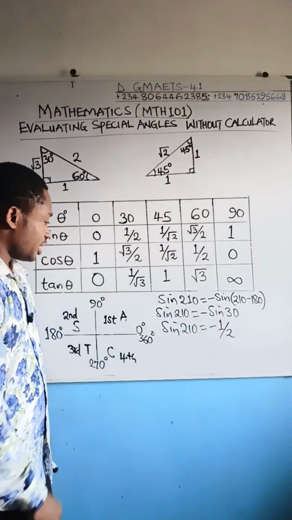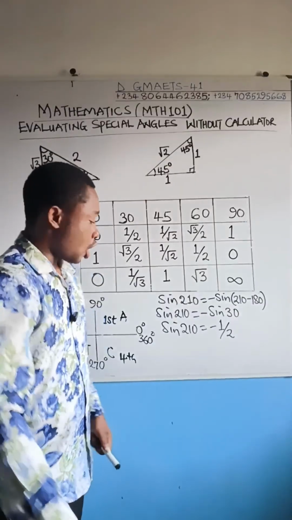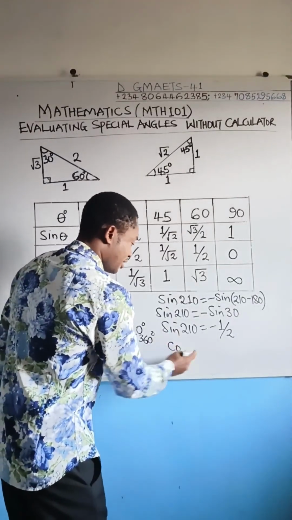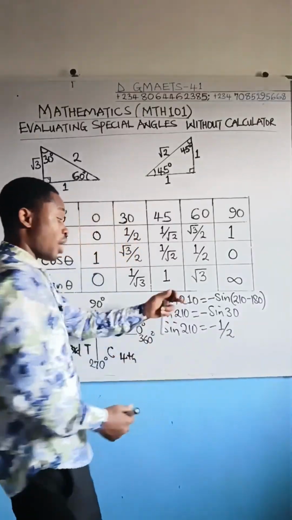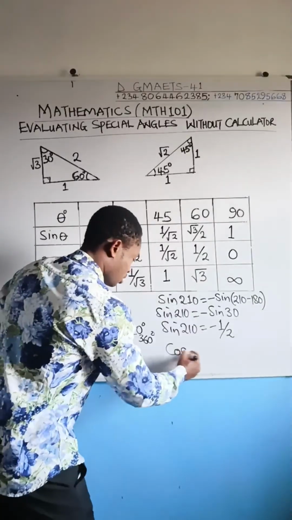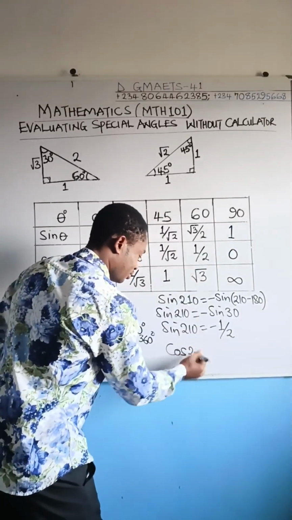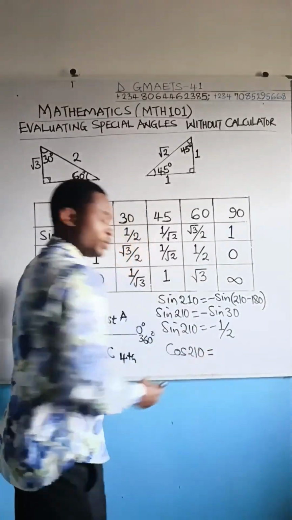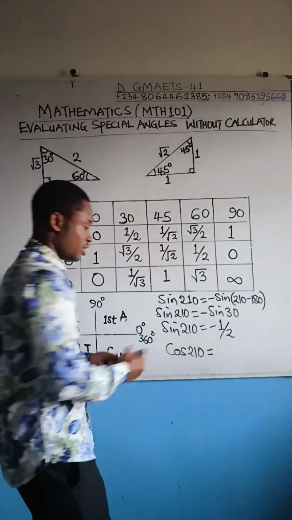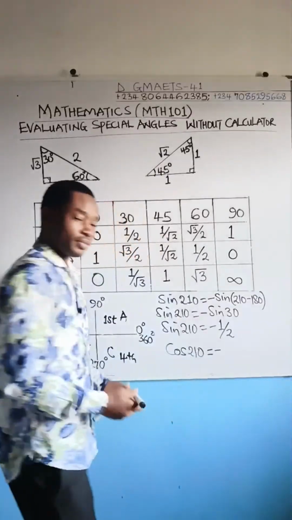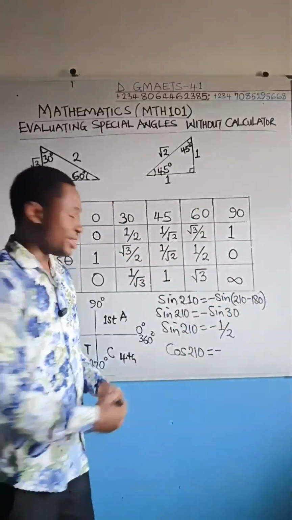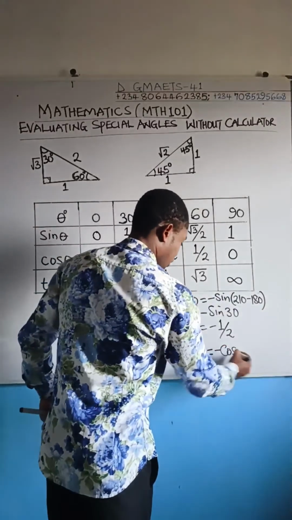We are moving on to the next, cos 210. Okay, let me write that. Can I write it here? I wipe this. Without wasting time, cos 210 will be equal to, remember in the third quadrant, cos is also negative. So it's going to be minus cos, open bracket, 210 minus 180, which is going to give you cos 30.